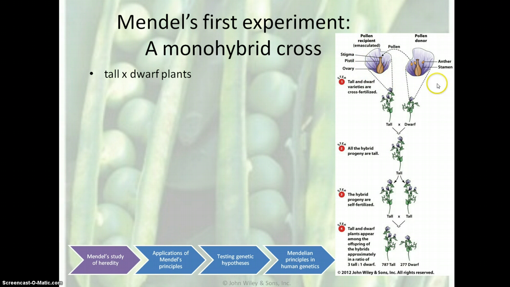one parent plant and the other parent plant, and you can see the different reproductive organs here. Here's the female ovary, and those are the male organs. And what he was able to do is take pollen from one and literally transfer it from one flower to the next. In this way, he was able to take tall and dwarf plants, cross them together, and essentially make sure that the offspring he got were only the offspring of these tall and dwarf plants.